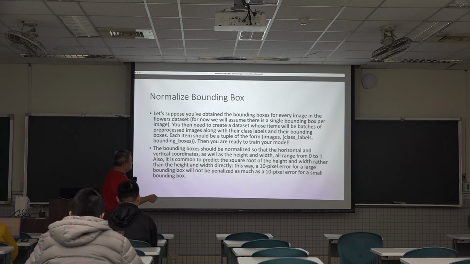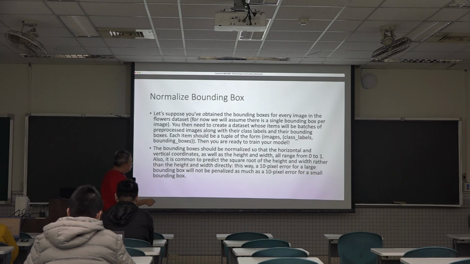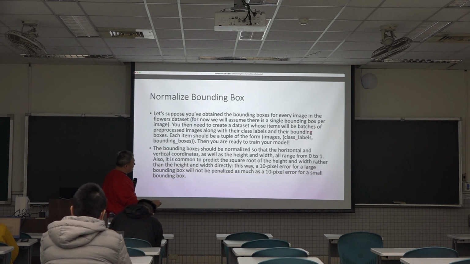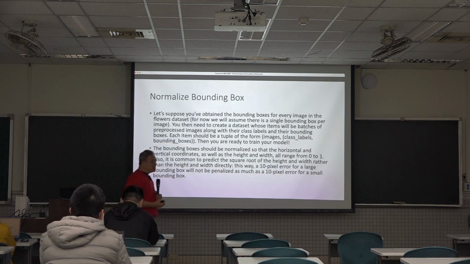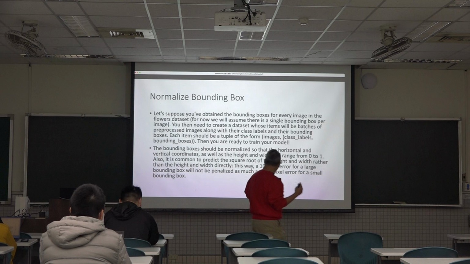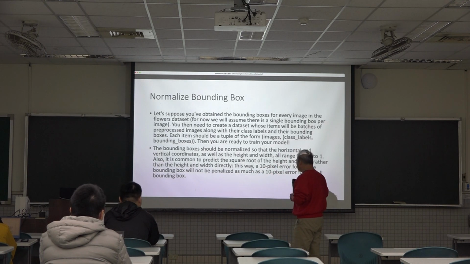You then need to create a data set whose items will be batches of preprocessed images along with their class labels and their bounding boxes. Each item will be something like that: the image, class labels, and the bounding boxes. The class label is obviously one of the 5 classes. For bounding boxes, remember, it's going to be 4 numbers. Then you are ready to train your model.